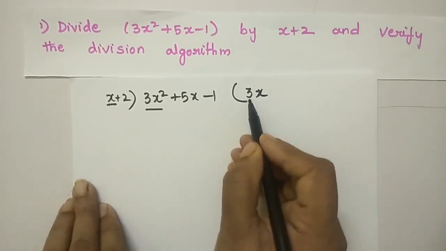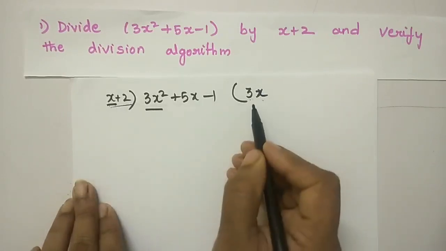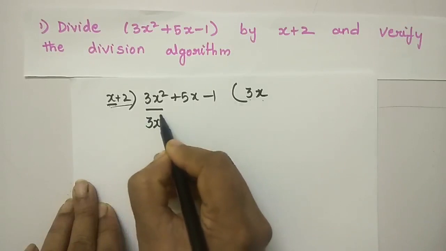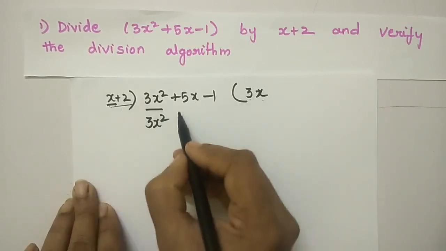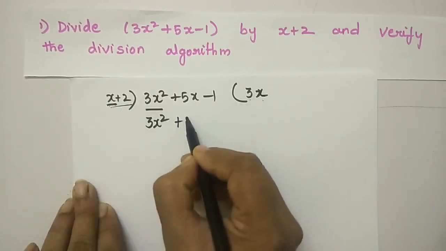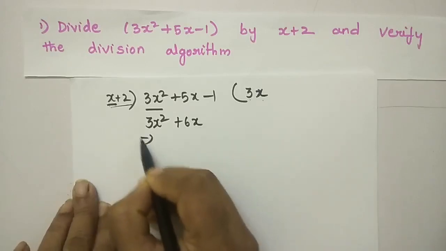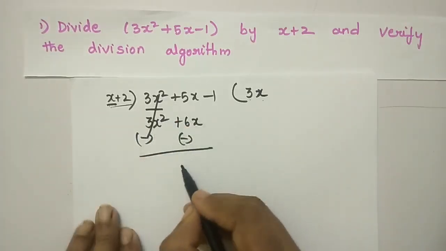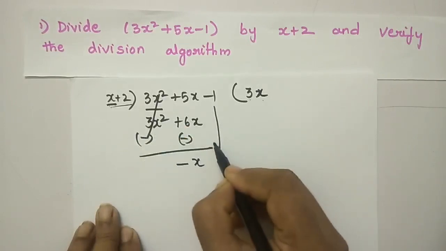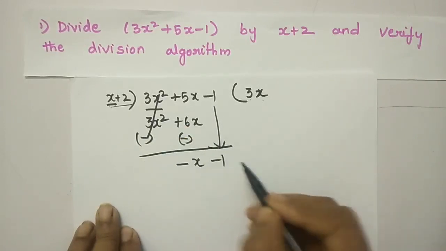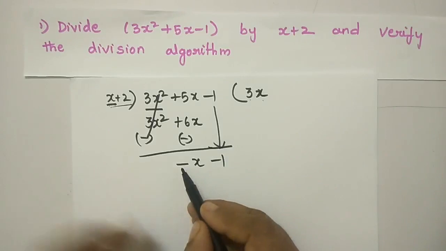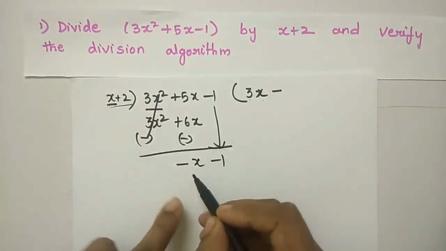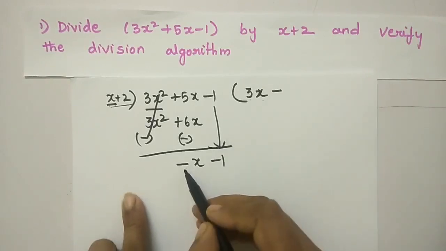Now multiply this 3x with whole g of x. You will get 3x into x is 3x square, 3x into 2 is plus 6x. Now change the sign. These two get cancelled and here you will get minus x and bring this term down. It is minus 1, is it not? Here minus sign, here plus sign. So keep here minus sign. Plus into minus you will get minus, is it not?